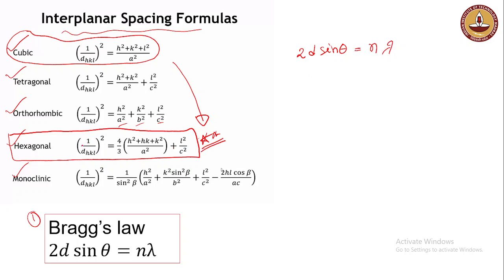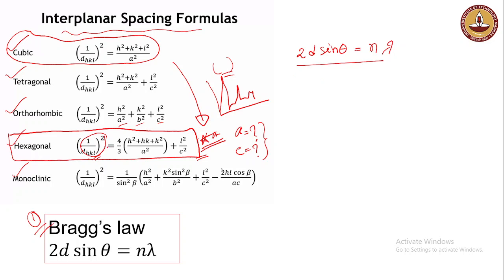For hexagonal there is an equation: 1 by d square equals 4/3 times (h square plus hk plus k square) by a square, plus l square by c square. We can take help of this equation to find the value of a, the value of c, and how we can index the peak values we get from the XRD data. This part we will learn. So first let me start with Bragg's law, 2d sin theta equals n lambda, and in case of hexagonal this is the equation. Here we have 1 by d square on the left hand side.